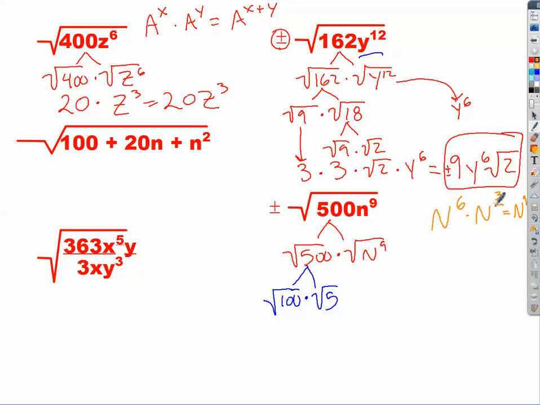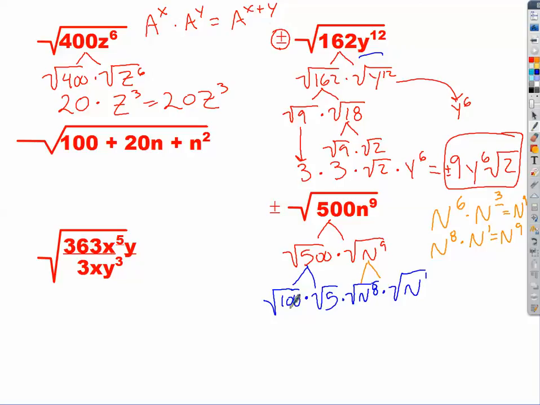So there's a perfect square factor for 9. But I think there's a bigger perfect square factor than n to the 6th. N to the 8th is bigger, and it goes into n to the 9th. Because n to the 8th times n to the 1st is equal to n to the 9th. So I can break n to the 9th into its pieces: n to the 8th times n to the 1st.